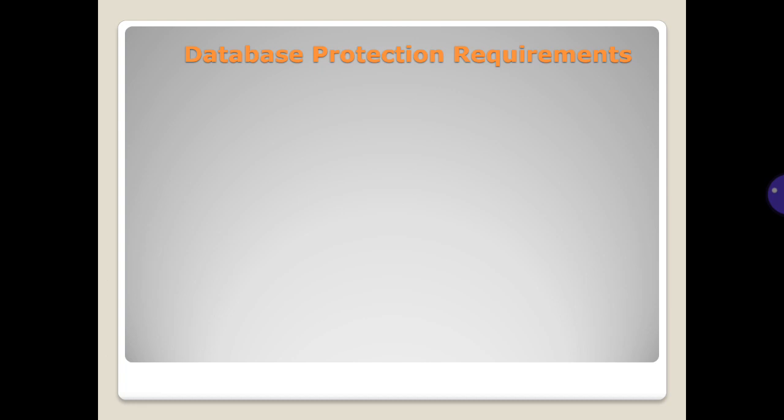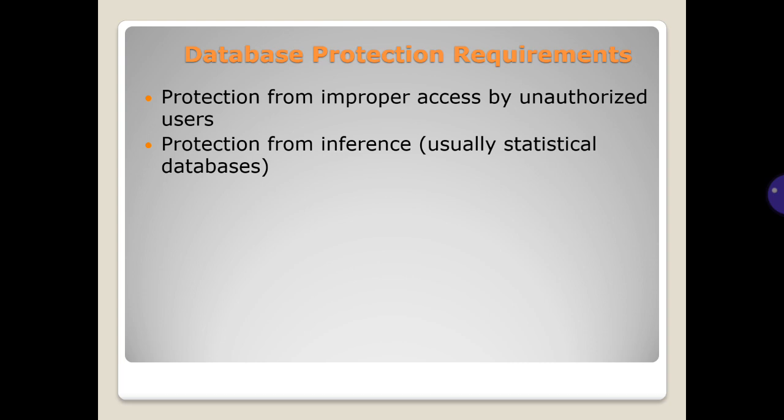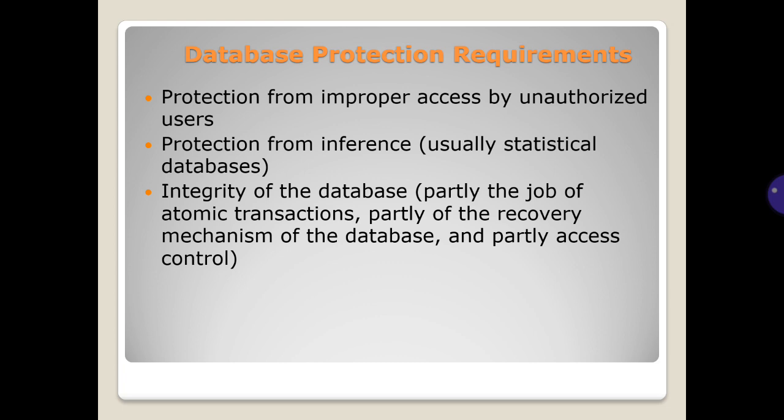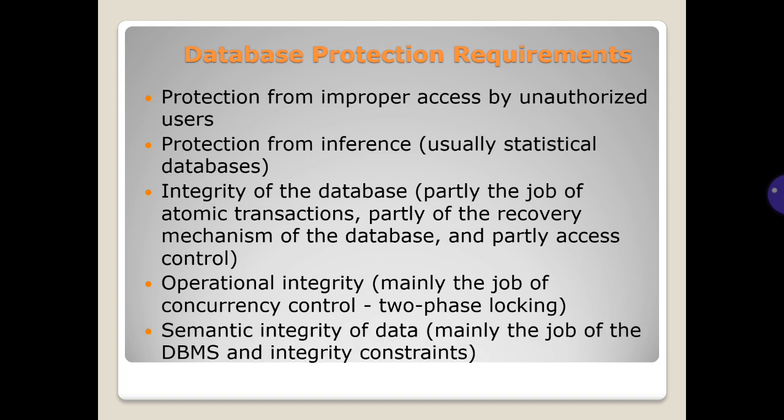Database protection requirements. Protection from improper access by unauthorized users. Protection from inference, usually in statistical databases. And the integrity of the database: partly the job of automatic transactions, partly of the recovery mechanisms of the database, and partly access control. Operational integrity, mainly the job of concurrency control, two-phase locking. And the semantic integrity of data, mainly the job of the DBMS and integrity constraints.